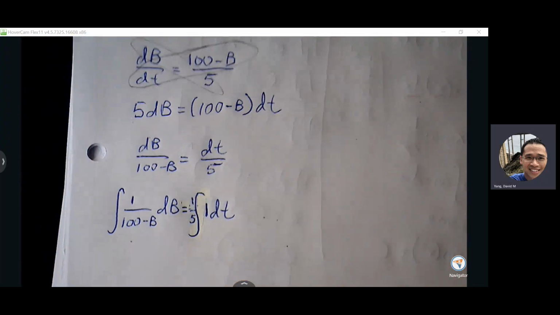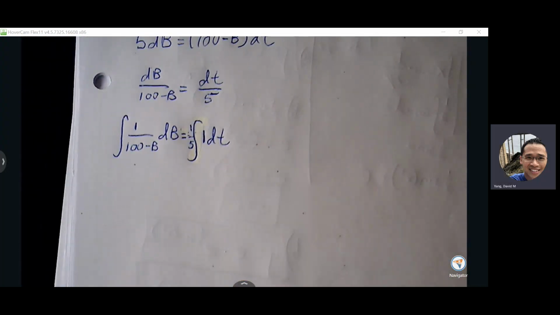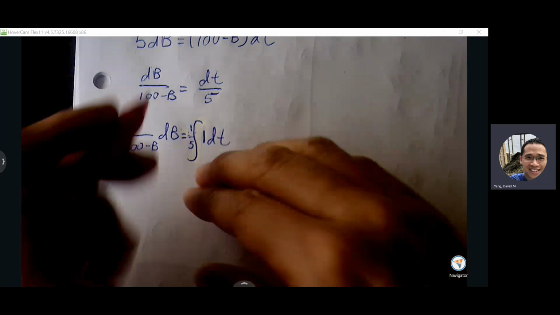So the right side is clean, power rule, right? 1/5 integral 1 dt. What does 1 turn into? It's t, right? The 1/5 stays. On the left side, you have to go through a little bit of what? U substitution. What's my u value? 100 minus b. Yeah.